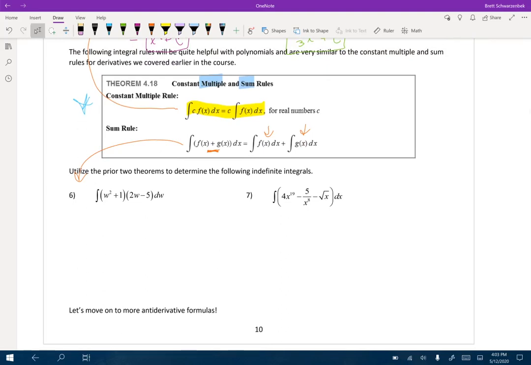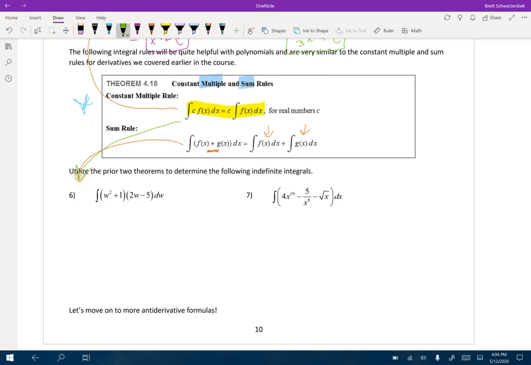Now, as I said before, both of these rules are going to help us do these two problems. Why? Because this is going to be all about sums and differences. Just like we did these types of problems when we were working on derivative problems, now we're going to do the same thing for antiderivatives.